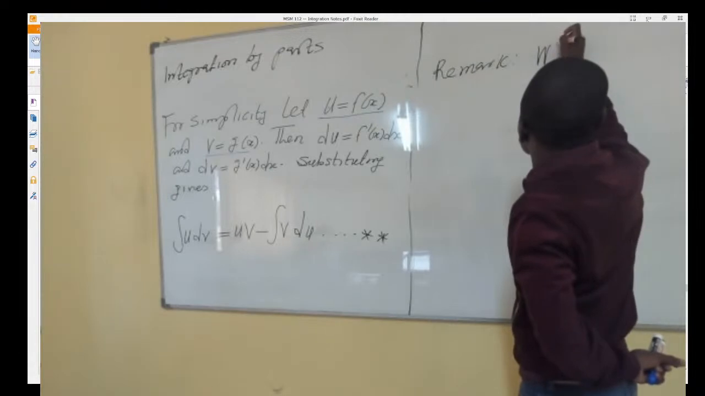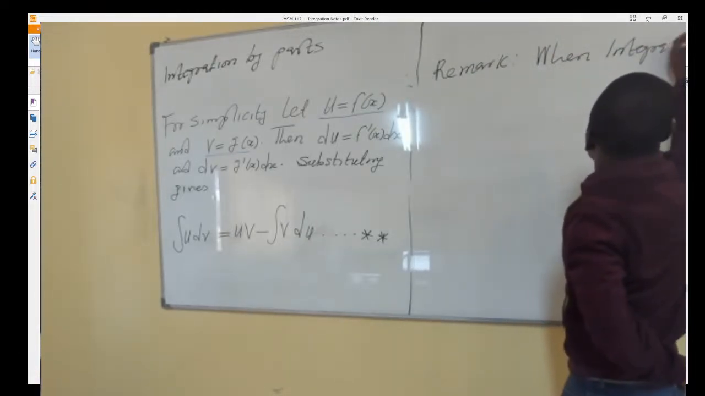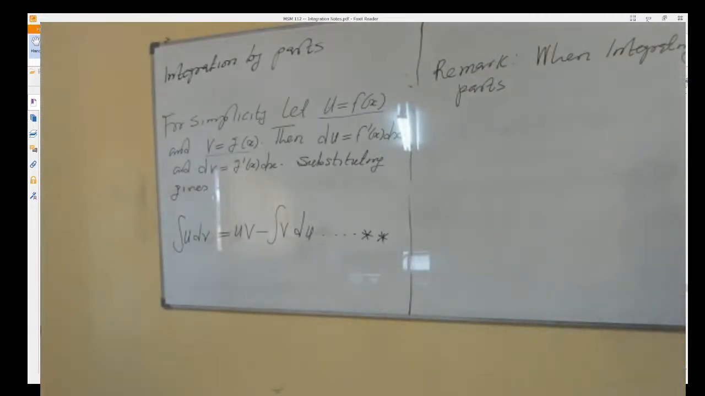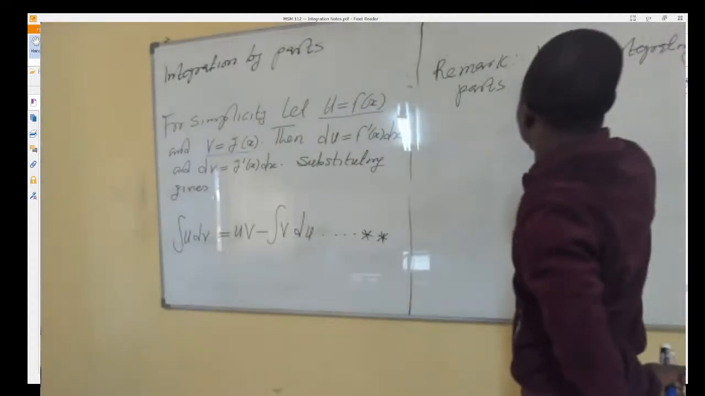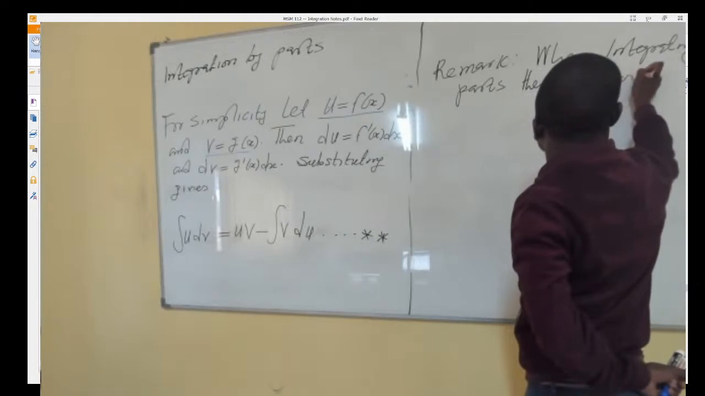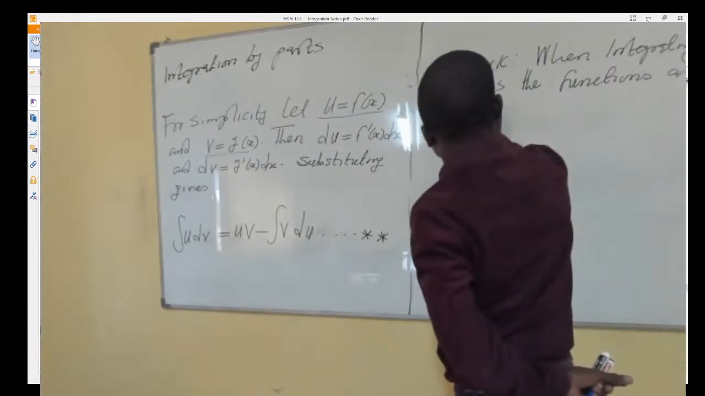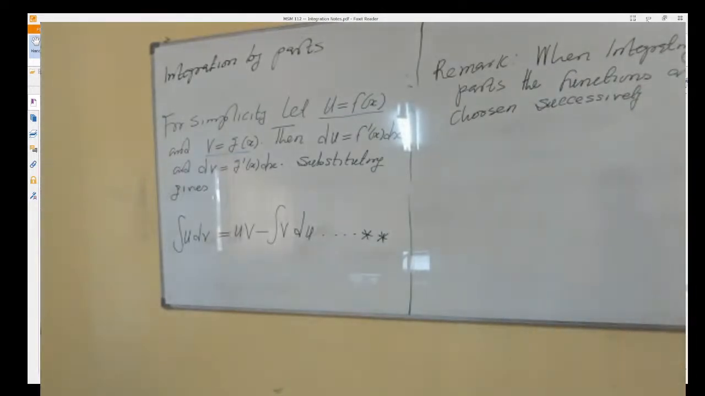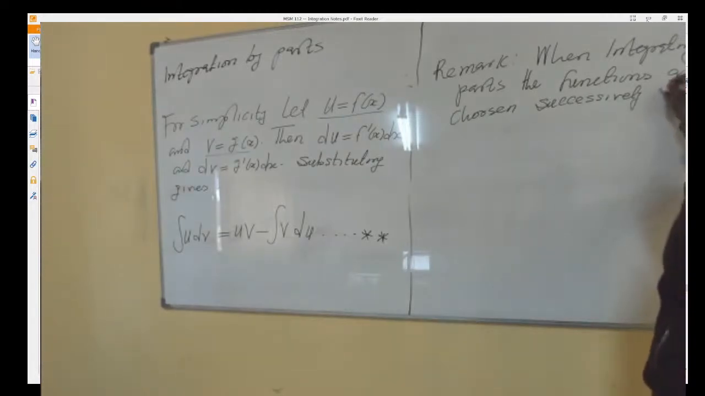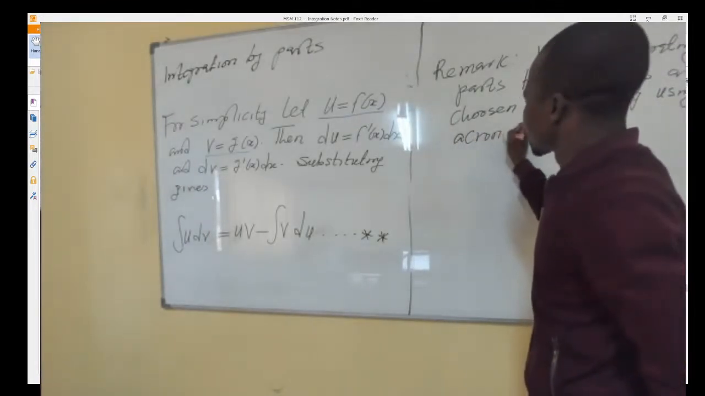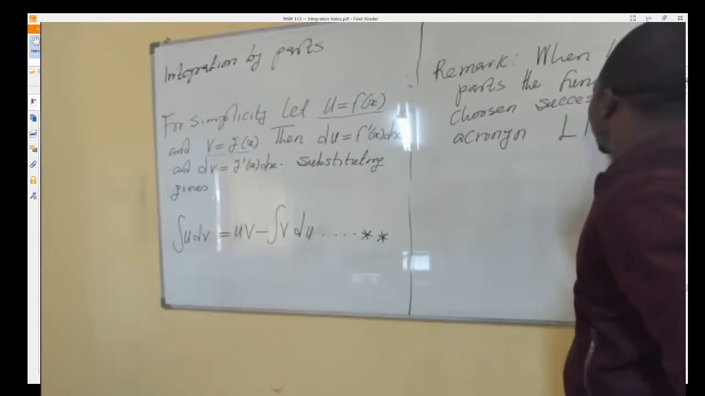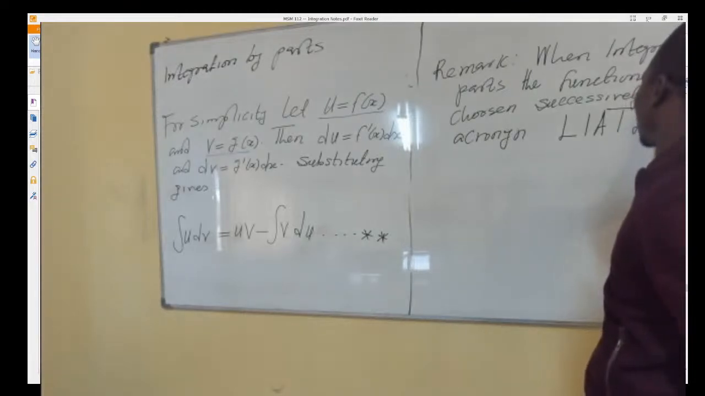So when integrating by parts, the functions are chosen successively in the following way, using the acronym LIATE. This is the most famous acronym that you are going to be using.